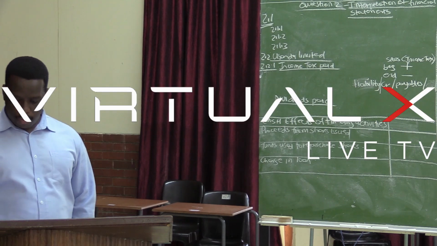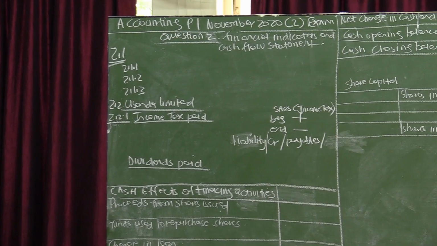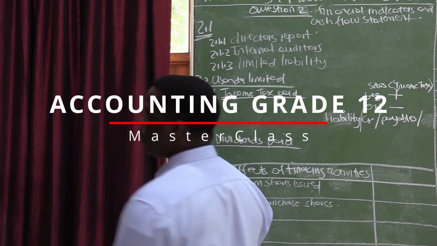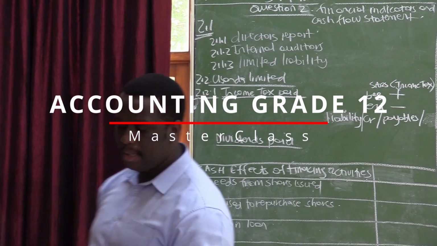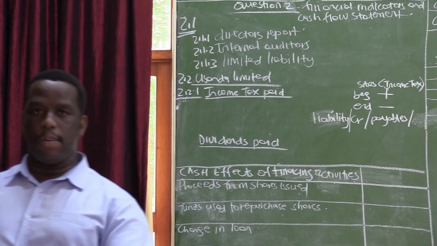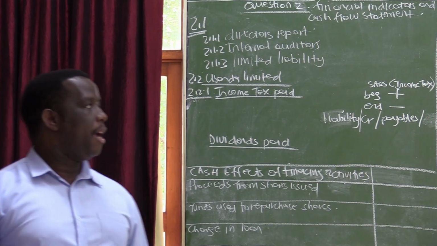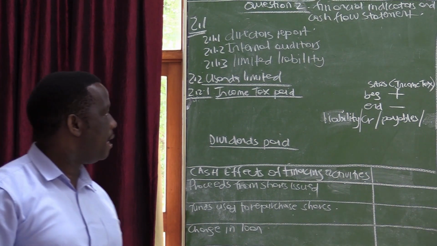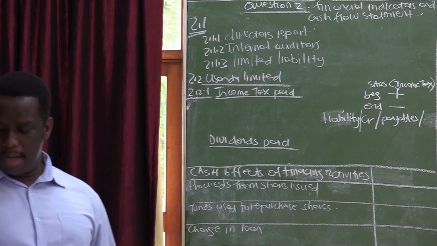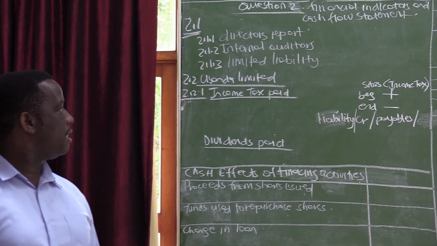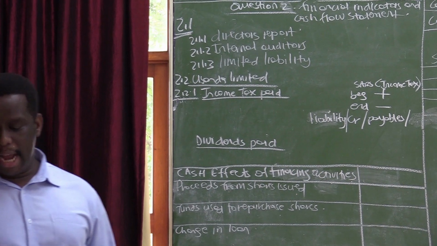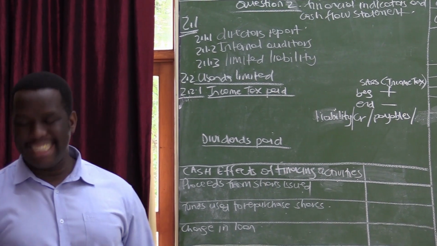We are now in question 2, based on the financial indicators and cash flow statement. There can never be a situation where the company collapses and the people who are owed by the company go as far as demanding that the shareholders come and pay this money, or even repossess their personal belongings. No, their liability in the company is limited.